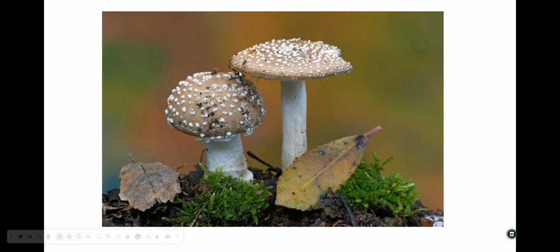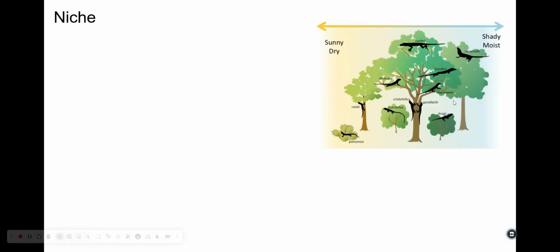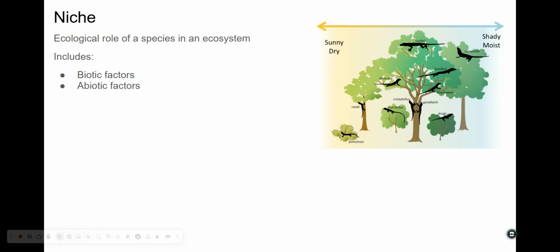Start with this. What do we got here? P42 is all about niches, and so this is the ecological role of a species in an ecosystem. It's defined by both its biotic or living factors, such as what it interacts with, as well as the abiotic factors, such as temperature, precipitation, and, for aquatic species, the pH, the soil density, etc.